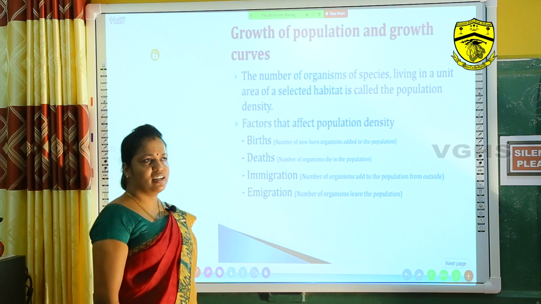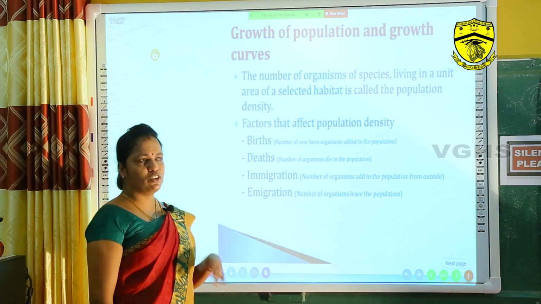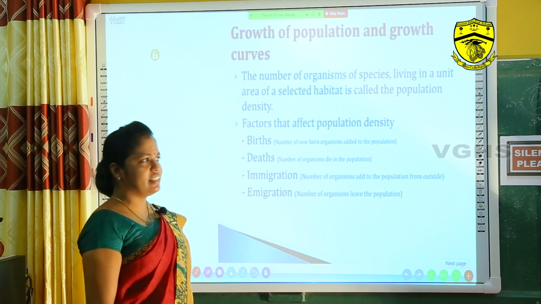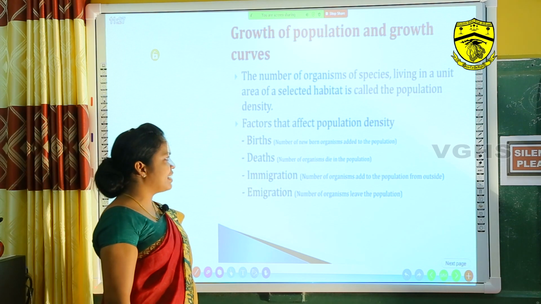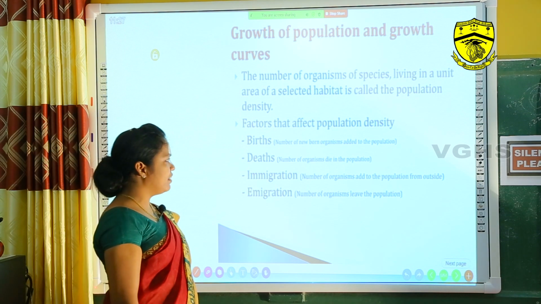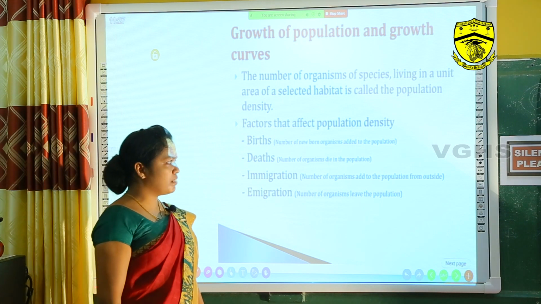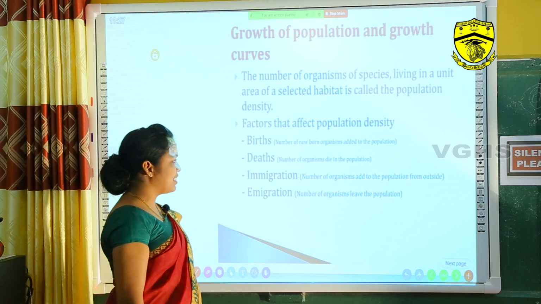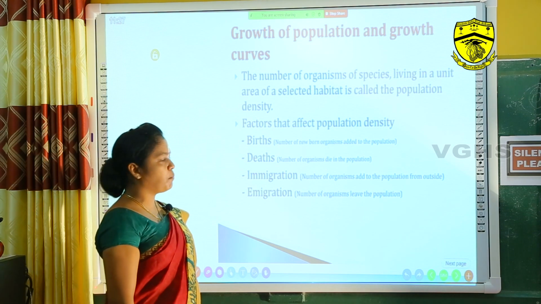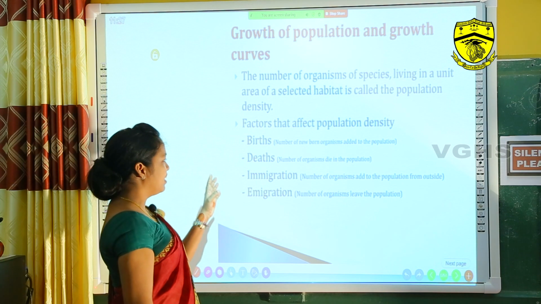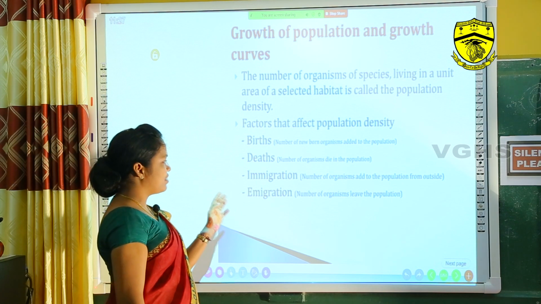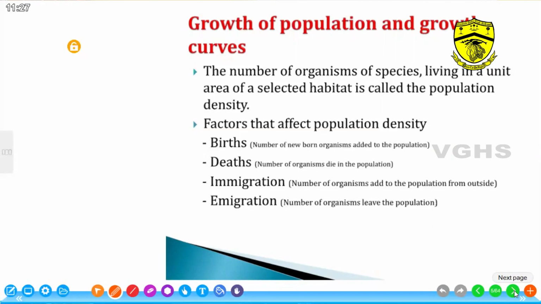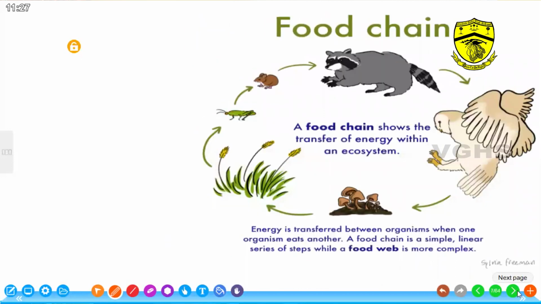We already know that newborns are called births, the number of deaths is called death, immigration is the number of organisms added to the population from outside, and emigration is the number of organisms leaving the population. We already hear about human immigration and emigration in our daily life.